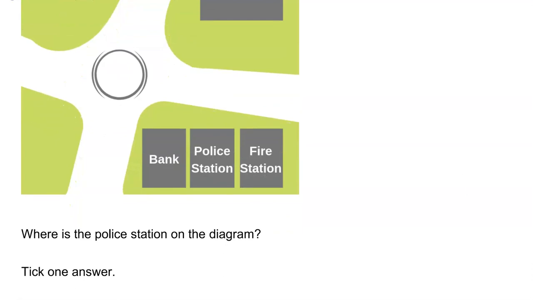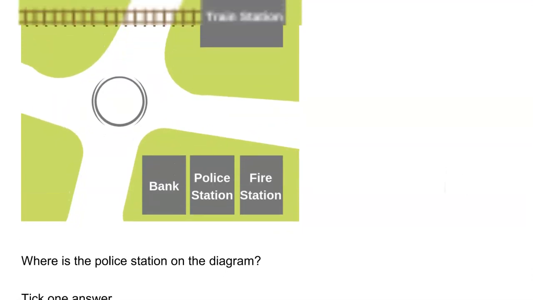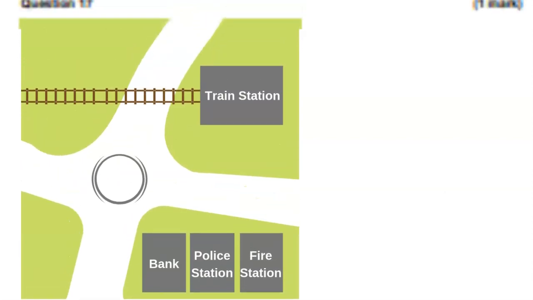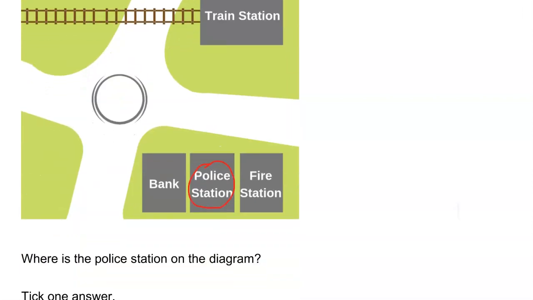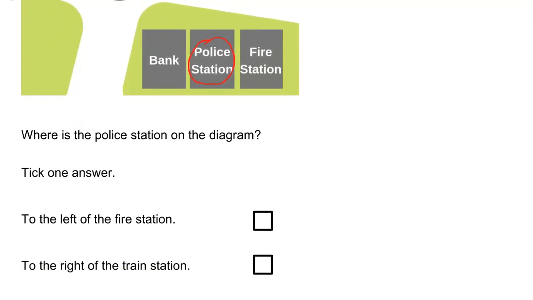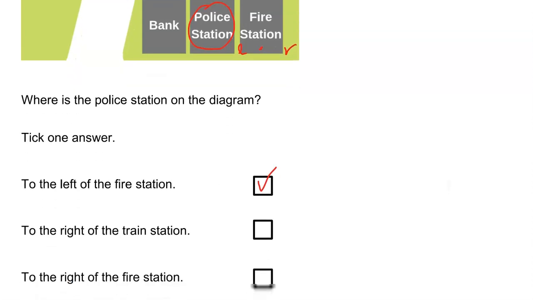Where is the police station on the diagram? Tick one answer. So here is the police station. Is it to the left of the fire station? The left of the fire station. So here is fire station. That's the right of the fire station. That's the left of the fire station. So this side, that's correct. So the police station is to the left of the fire station. So that is the correct option.